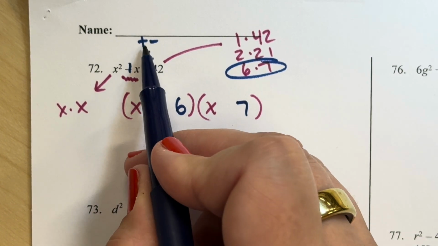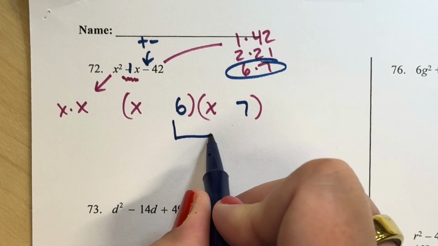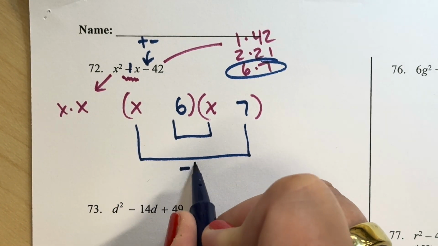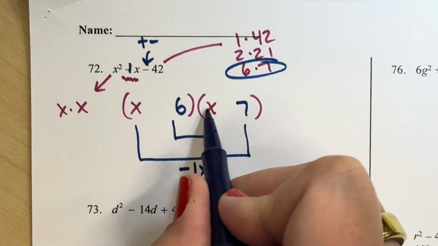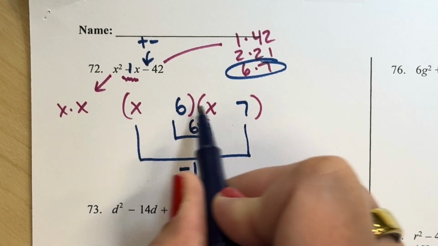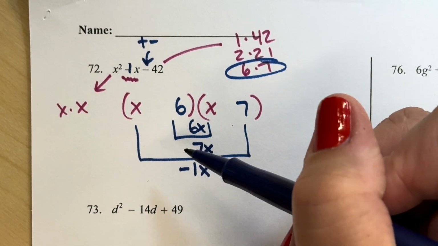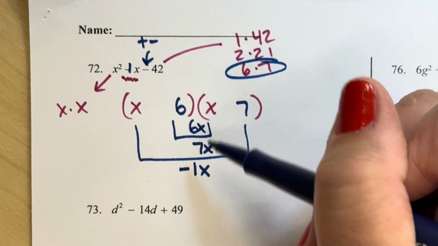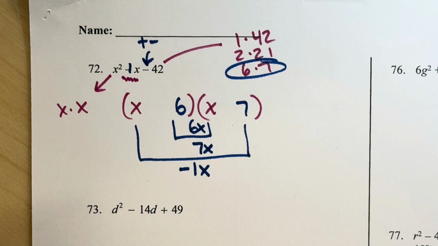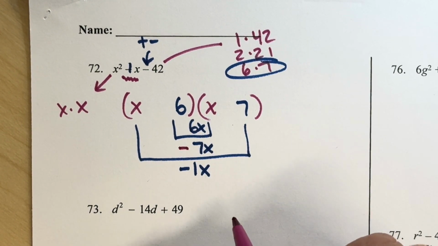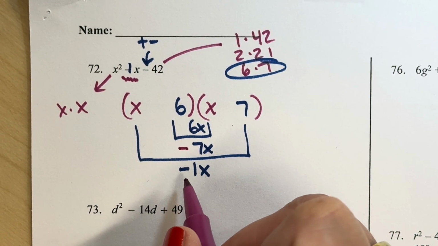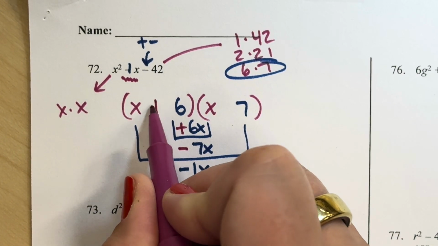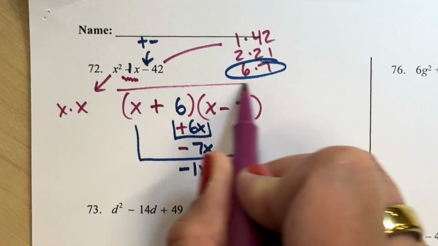Now, to figure out where I place the plus and the minus, I can use my bridges to help. I need this combination to make a negative 1x. If the inside bridge gives me the 6x, the outside bridge gives me the 7x, where do I need to place the minus sign so that way they combine to make a negative? The answer is with the larger number. If I want my answer to be negative, the larger number needs to be negative when I add them together. So that means it's going to be a plus 6 and a minus 7.